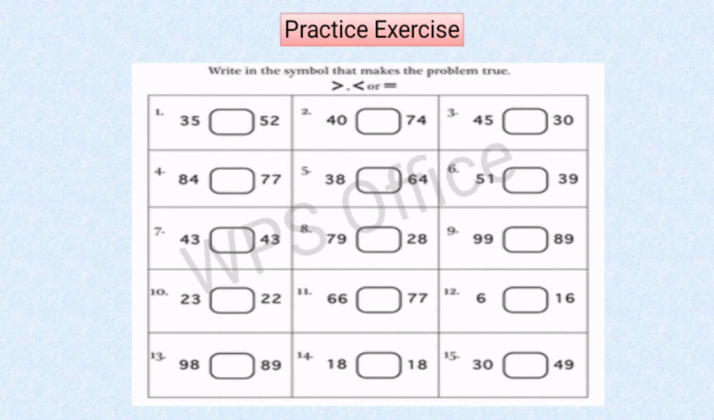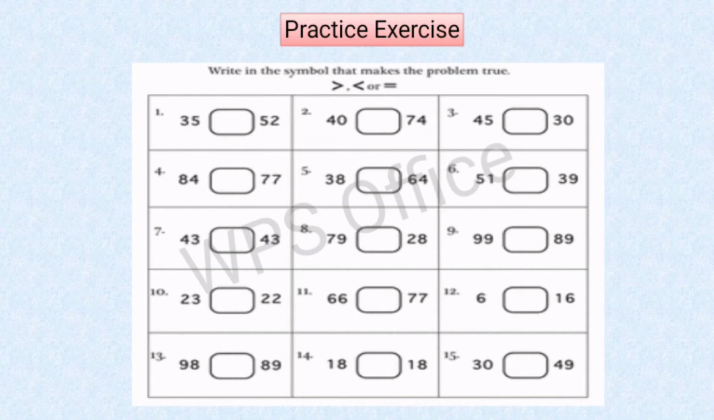In the fourth box, alligator will eat 84. In the fifth box, alligator will eat 64. In the sixth box, alligator will eat 51. In the seventh box, alligator will eat? No, here alligator can't eat because 43 will be equal to 43. Hence, we will place equal to sign here. In the eighth box, 79. In the ninth box, 99 is greater or 89 is greater? Yes, 99 is greater than 89.